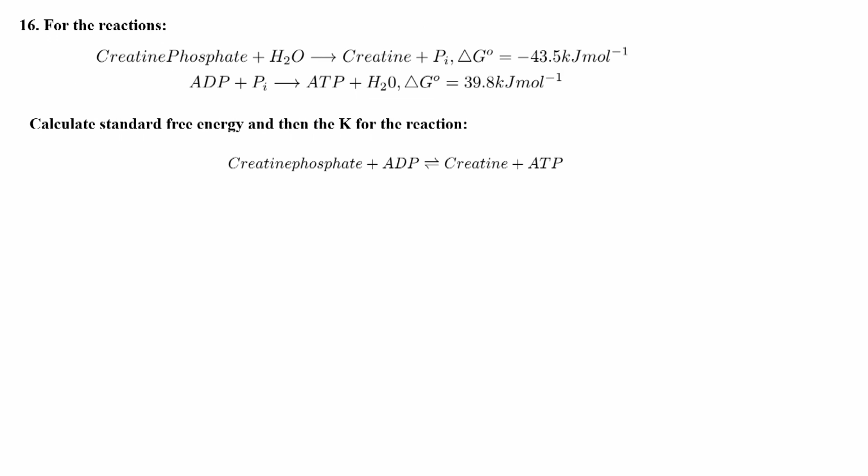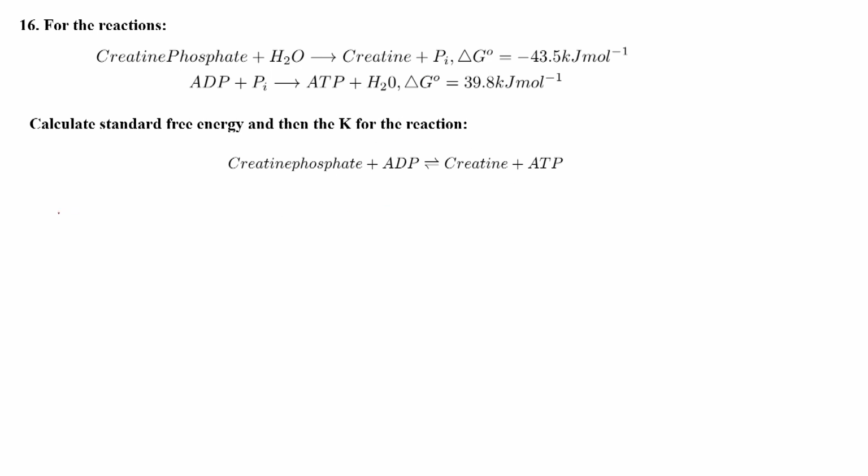It says creatine phosphate plus H2O gives creatine plus Pi. Delta G naught value is given, minus 43.5 kilojoule per mole, and ADP plus Pi gives ATP plus H2O. Delta G naught value again given 39.8, here is positive, kilojoule per mole. Calculate standard free energy and then the equilibrium constant for this reaction. So, if we add these two reactions here, then we get this third reaction. So, we need to add delta G naught.